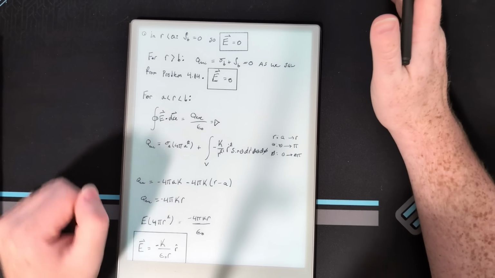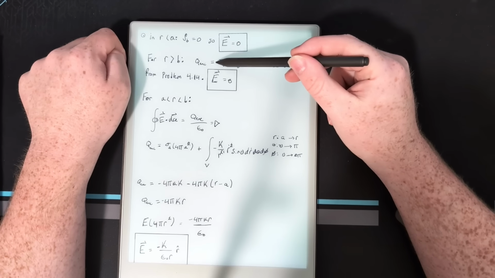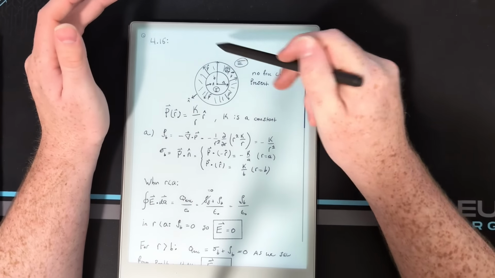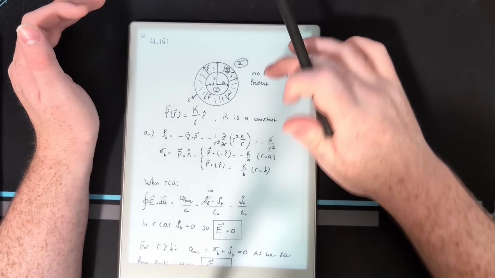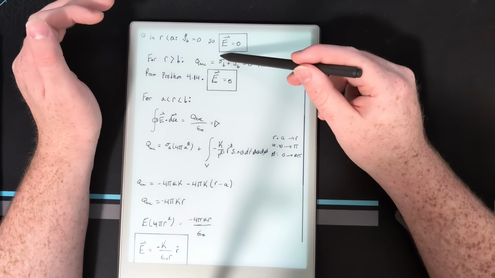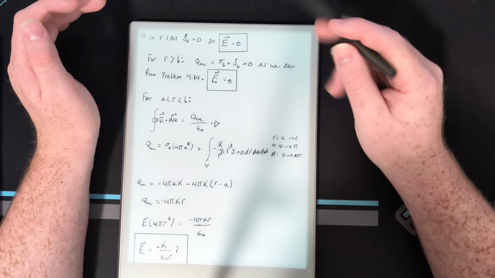Of course, we still don't have free charge. That's just the problem doesn't give us any free charge. But our Gaussian surface is going to be some sphere that encompasses this entire sphere. So the bound charge we're going to have is all of the surface bound charge and all of the volume bound charge.